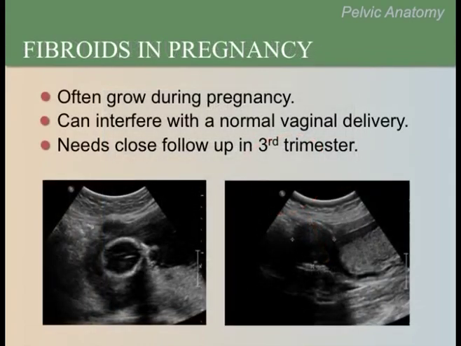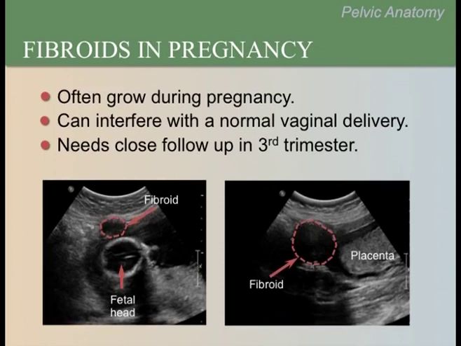These images show fibroids near the fetal head and next to the placenta. Please pause the video now to identify the fibroids within the group. Here we have labeled the fibroids, fetal head, and placenta to make them more obvious.